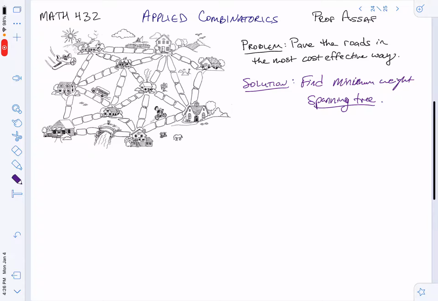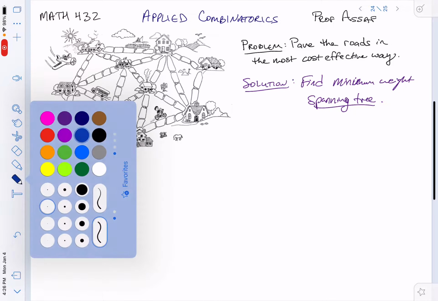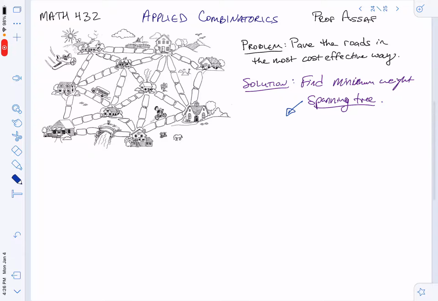So we've talked about graphs and we've talked about trees, and now what is a spanning tree? Given a graph G, any graph, a spanning tree for G is a tree T on the same vertex set.